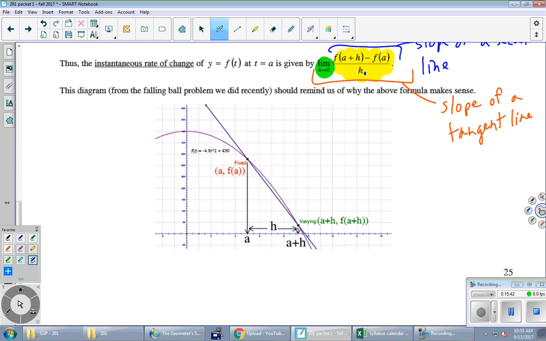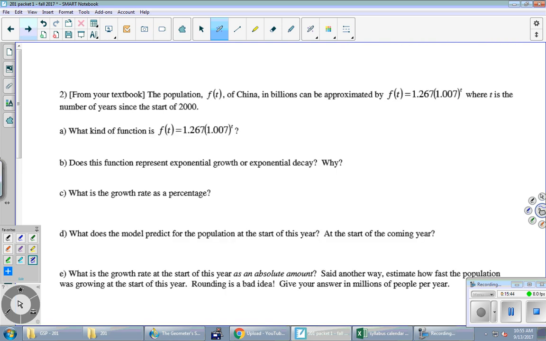Okay, so next page, we'll do a concrete example. This one's from your book. The population, f of t, of China, in billions, this is billions of people, can be approximated by f of t equals 1.267 times 1.007 raised to the t, where t is the number of years since the start of the year 2000. So let's get our hands dirty with some pre-calc, and then we'll do some calculus stuff.